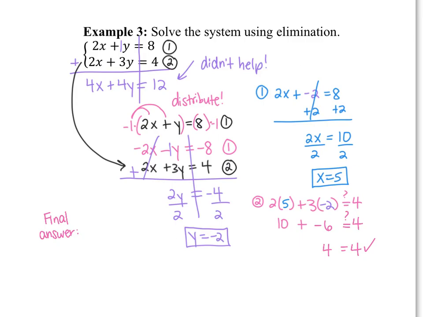So we write our final answer as a coordinate point, so 5 comma negative 2. And we can also put it in solution sets. And that's it. So remember, if you are given a system of equations to solve using elimination, don't just add them together just because. Make sure something eliminates first. And if it doesn't, remember you're going to have to adjust one of the equations first. Right now, the only thing you'll have to do to adjust and make it work is multiply by negative 1.